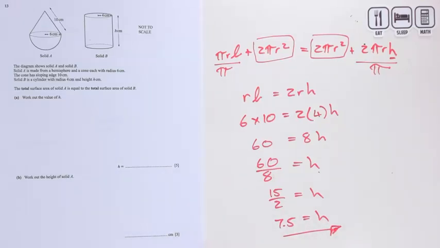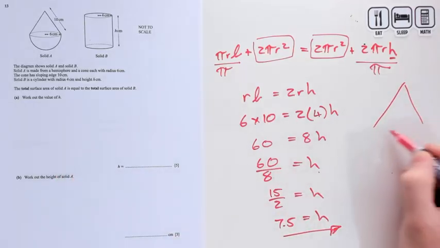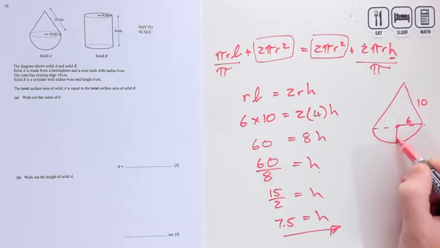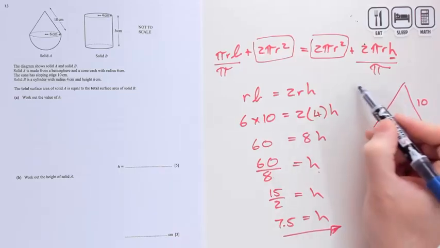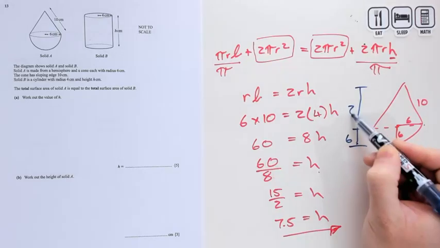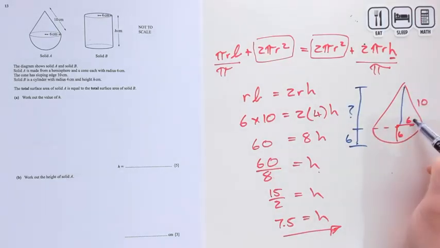And then the next one is work out the height of solid A. So in solid A, if I drew my very beautiful sketch there, that is 6 and that is 10. And I know this is also going to be 6 because it's a hemisphere. If I do a total height, I know that part to that part is going to be 6. This part I don't know, but I have a triangle here that is 6, something, and 10. So basic Pythagoras should give this to me.